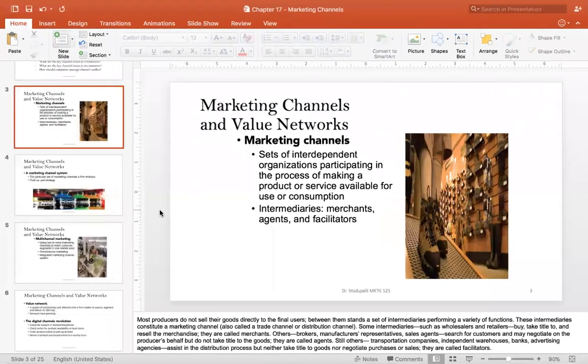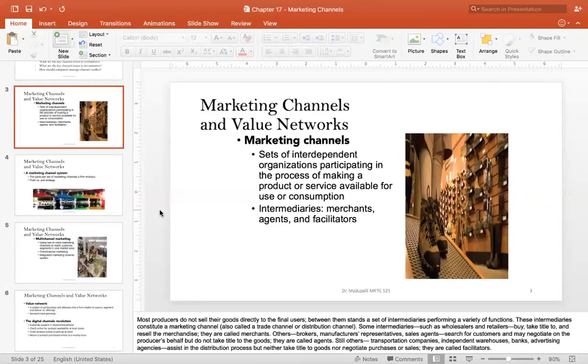Now, taking a step back, marketing channels. They're sets of these interdependent organizations who create a process for making a product or service available, specifically, or value in general, for consumer use or consumption. Pretty much they're the set of pathways a product or service follows, from production to distribution, finally culminating in purchase and consumption by the final end user.